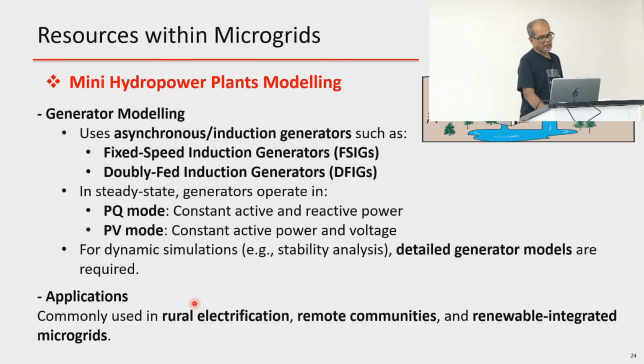It is used in rural electrification and remote communities. For example, in Australia there is a state, Tasmania, where they have renewables, but almost 100% of it comes from hydro. And in this area there is a microgrid, and they actually use mini hydro in the microgrid.